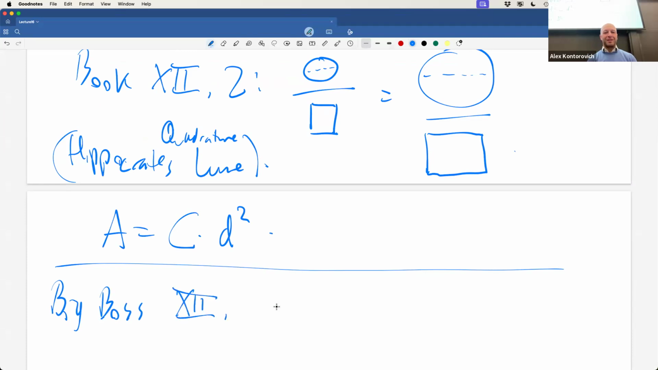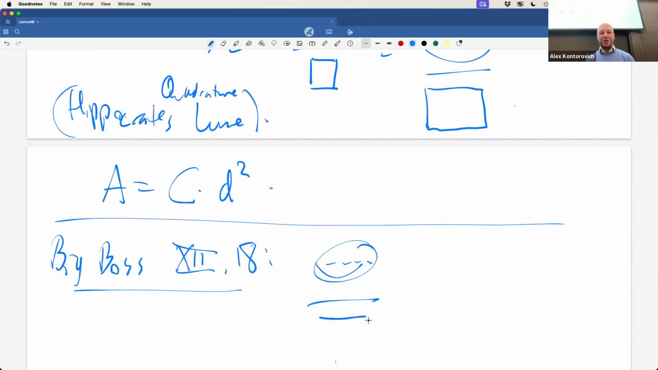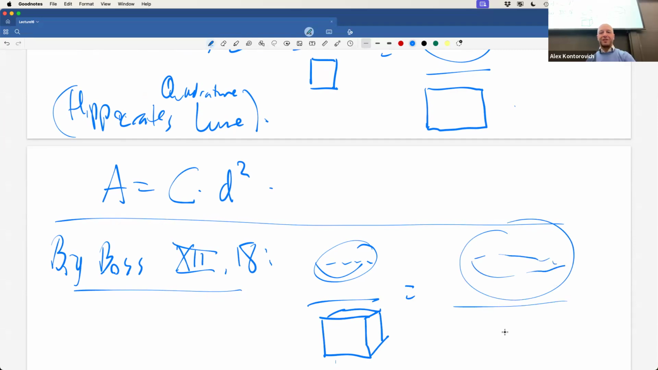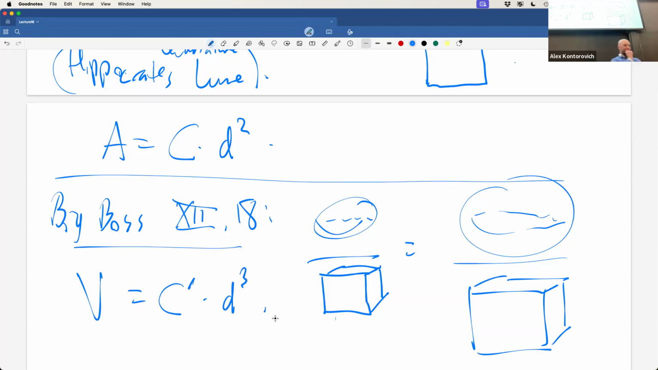in book 12, proposition 18, is that spheres are to one another in triplicate ratio. So I'm going to try to draw a cube whose side length is the diameter of the sphere, is the same as the ratio of some other sphere to a cube on its diameter. That's how he's thinking about this. Okay, we would say the volume of a sphere is equal to some constant, different constant, C prime, times the diameter cubed. Does that make sense?